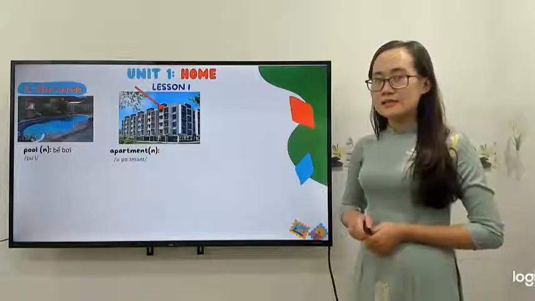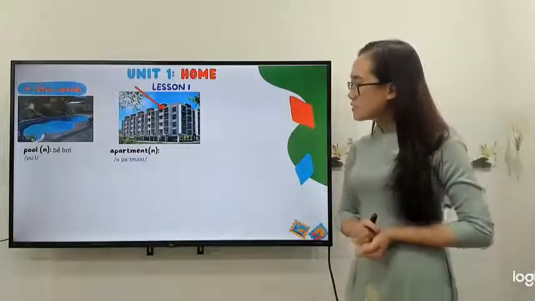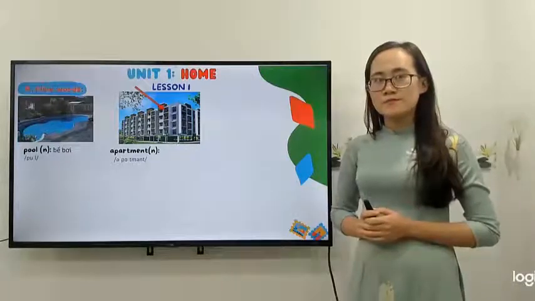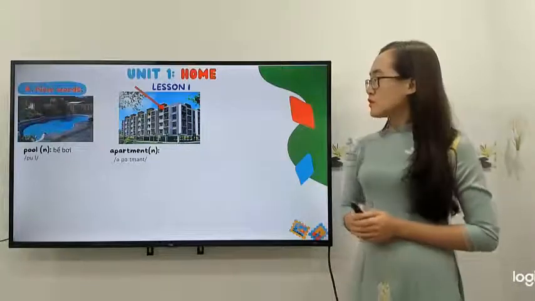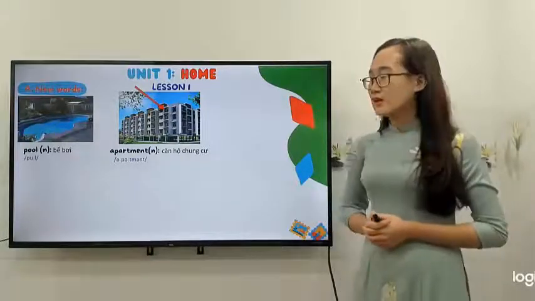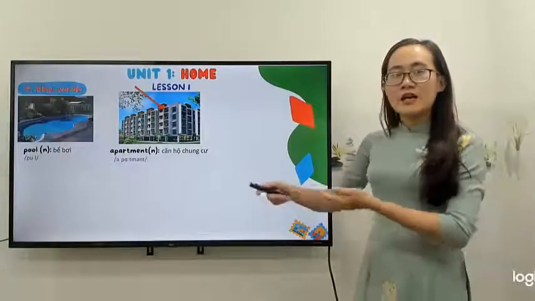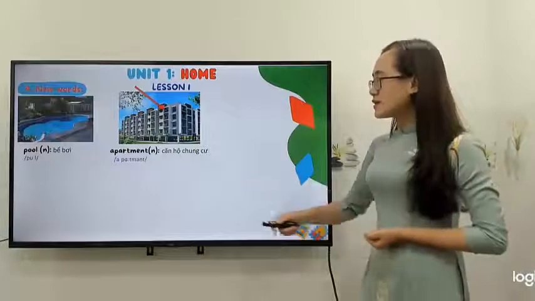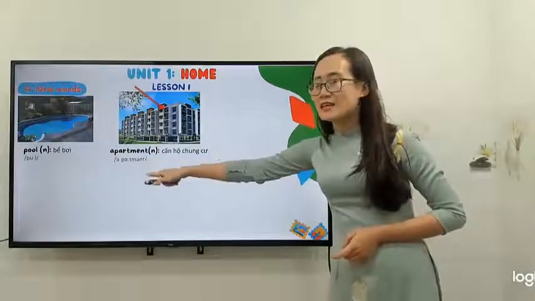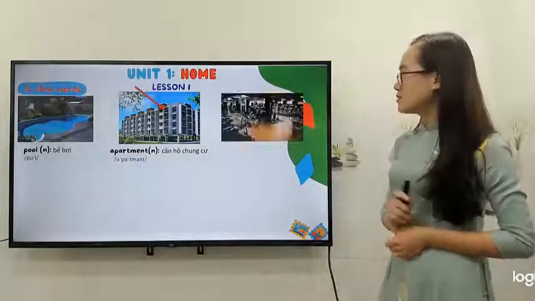Apartment. Các bạn nhìn theo hướng mũi tên của cô chỉ vào một ngôi nhà nhỏ trong đấy. Theo các bạn thì apartment là gì nhỉ? Đúng rồi, apartment chính là một căn hộ ở trong chung cư đó các bạn ạ. Now class repeat after me. Apartment. Apartment. Các bạn chú ý những âm cuối nhé. Âm t. Apartment.